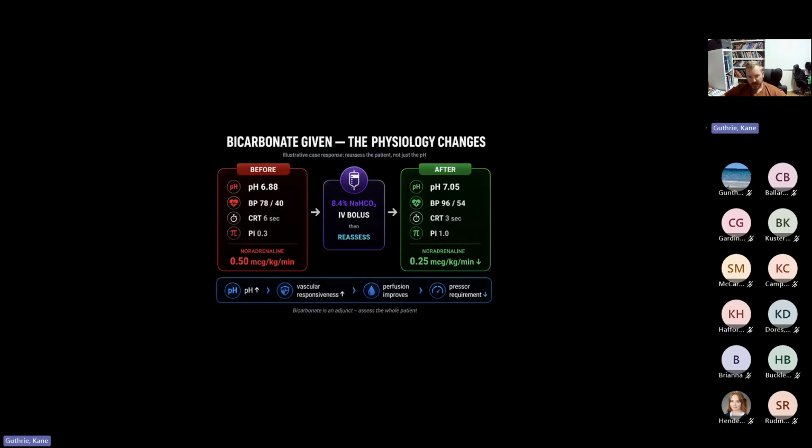So we gave this patient a bolus of bicarbonate, and you can see their pH goes up to 7.05. Still acidotic and still sick as a dog. The blood pressure is going to increase. Perfusion index goes up, capillary refill time drops down, and the noradrenaline requirements actually decrease. Okay, so use it as an adjunct. It's not going to correct the patient, turn them around, and they'll be admitted to ICU, but it's going to make them a bit better, and it's going to decrease your noradrenaline requirements in these patients.